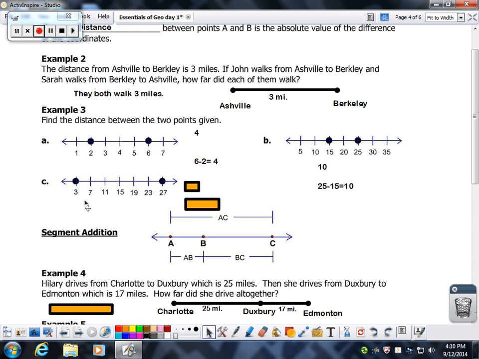In example C, it's a little bit tougher to calculate. If you realize, well, this one we're going up by 4s. We're going from 3 all the way up to 27. Okay, so you could either go 4, 8, 12, 16, 20, 24, or you could do 27 minus 3, which also gives you 24. Either way works. You just have to pay attention to how far each dash is going.